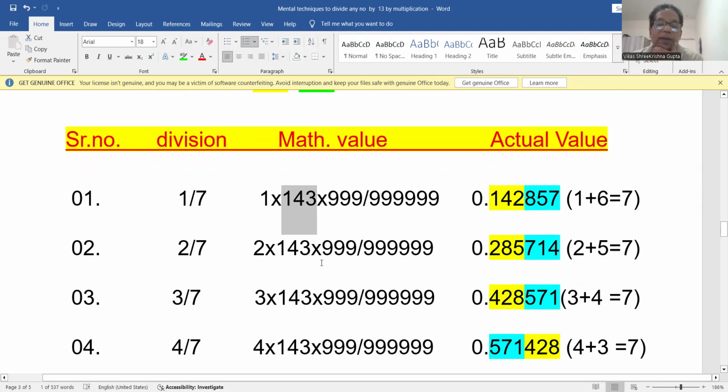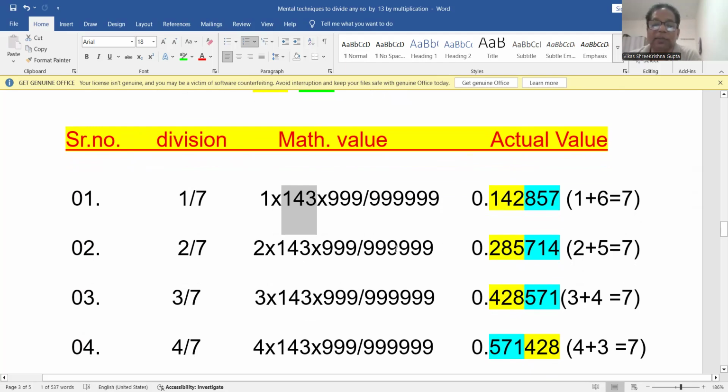286 into 999 is how much? I have to reduce 286 by 1. It becomes 285. And then I find the 9's complement of this number 285. So 9 minus 2 is 7, 9 minus 8 is 1, 9 minus 5 is 4. So the final answer is 285,714.